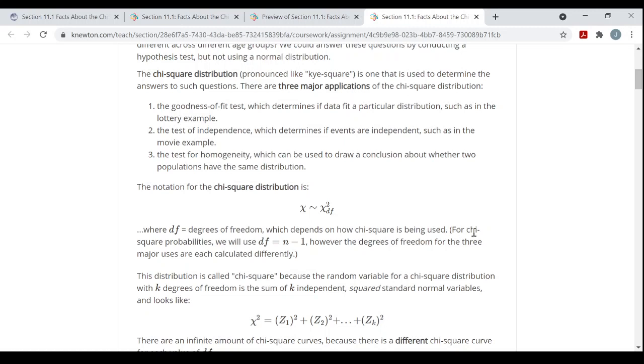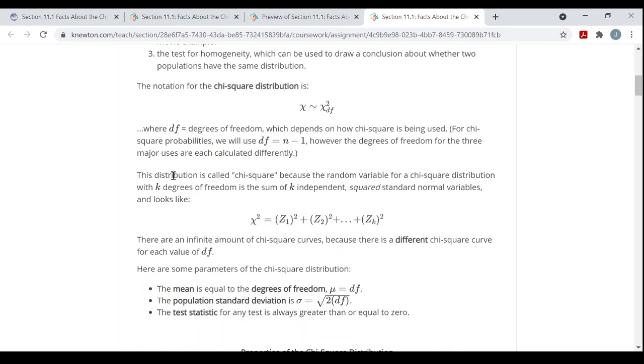Now they say here that for chi-square probabilities we'll use degrees of freedom equals n minus 1. Ignore that, because look at the sentence after this. However, the degrees of freedom for the three major uses are each calculated differently. So for the goodness of fit test, the test of independence, and the test for homogeneity, the number of degrees of freedom for our chi-square distribution will be calculated in different ways.